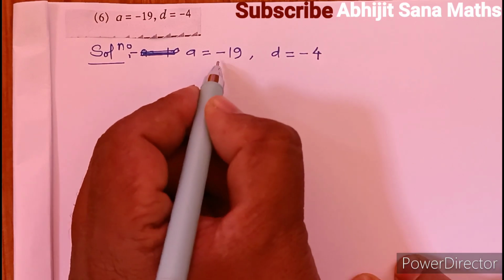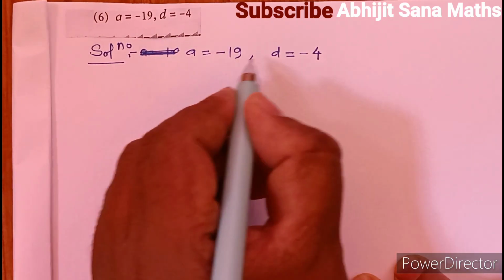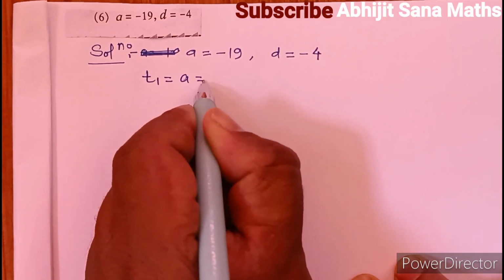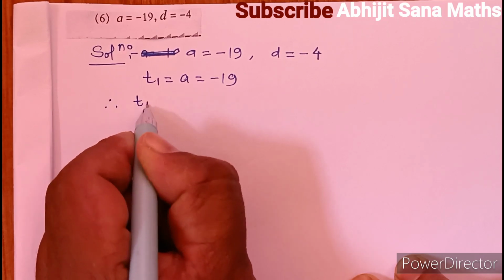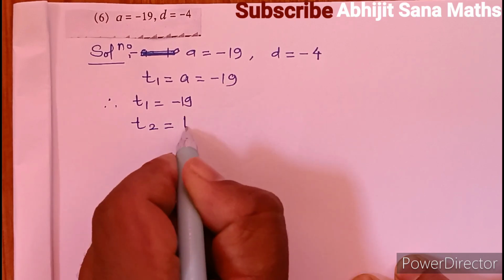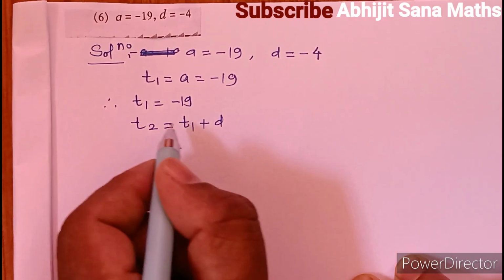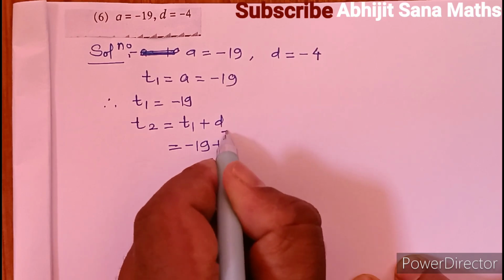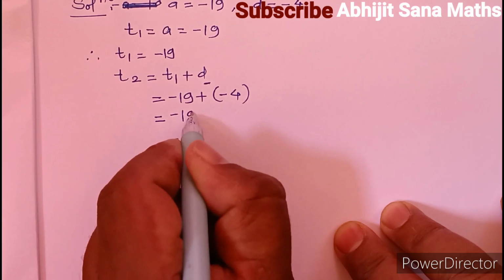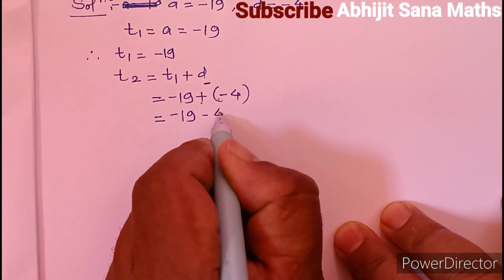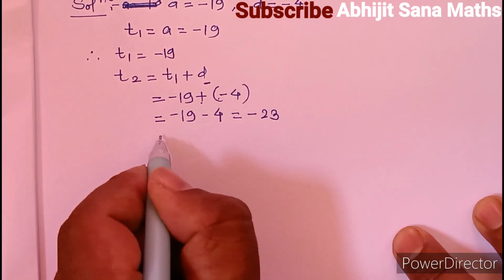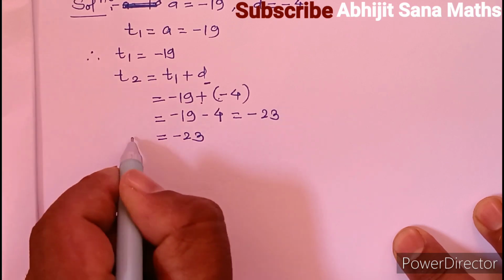Last question, that is a equals minus 19 and d equals minus 4. Here in the solution part we have written down the question as it is, that is a equals minus 19 and d equals minus 4. Now we know that t1 equals a equals minus 19. Therefore we get t1 equals minus 19. Now here we know the formula, that is t2 equals t1 plus d. The value of t1 is minus 19 plus the value of d, which is minus 4. Now on calculating, minus 19 as it is plus minus minus 4 equals minus 19 minus 4, that will equal minus 23. We get minus 23, which is the value of t2.